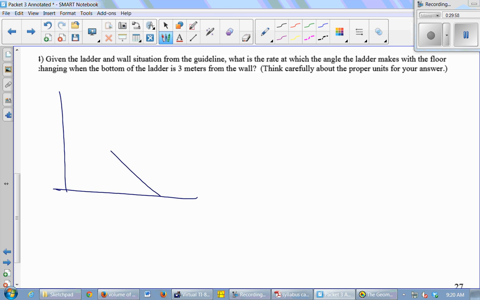Okay, so I have a 6-meter ladder, right? And now they're asking about the angle that the ladder makes with the floor. So we'll call that theta. When the bottom of the ladder is 3 meters from the wall. So this is x. That's the other variable that they're asking me about.